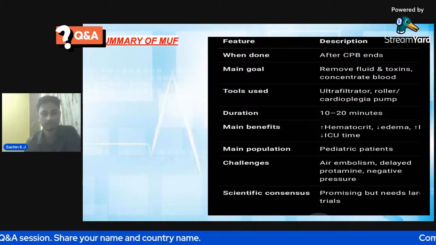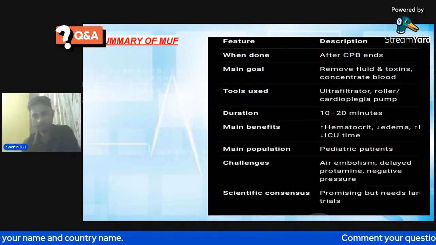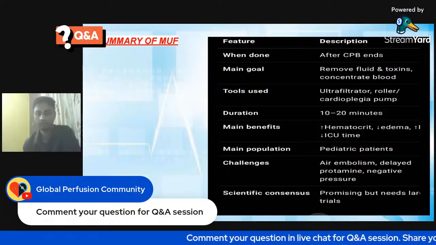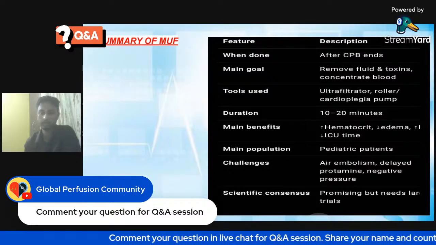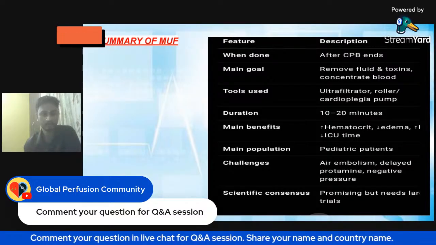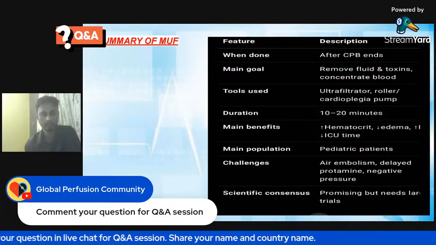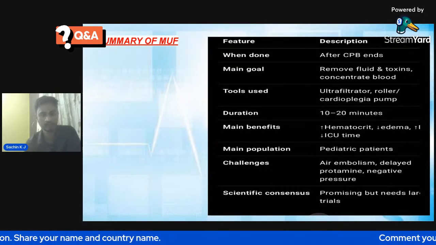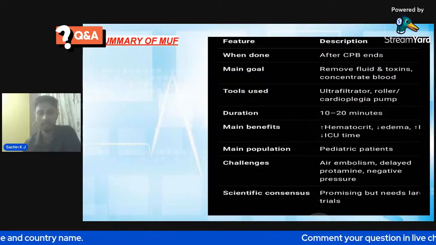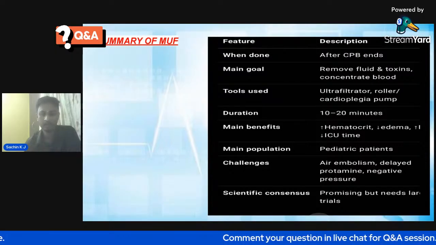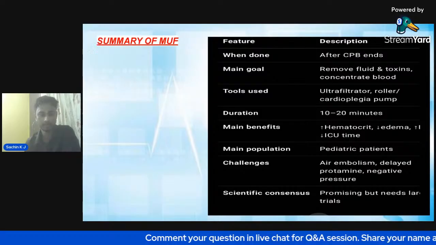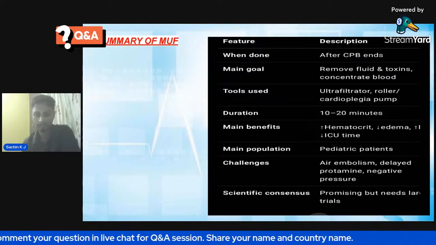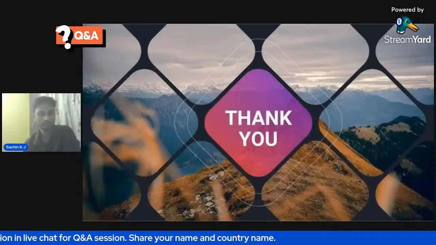It is done after CPB. Main goal: remove fluid and toxins, and concentrate blood. Tools used: ultrafiltration, roller pump or cardiopulmonary pump. Sometimes pumpless MUF is also used, which is called veno-venous MUF. Duration of MUF is 10 to 20 minutes. Main benefit: it will increase the hematocrit level, decrease the edema, and decrease the ICU time. Main population: pediatric patients, where we are majorly using it. Challenges: air embolism, delayed protamine, negative pressures. Thank you, sir. So next one, sir.